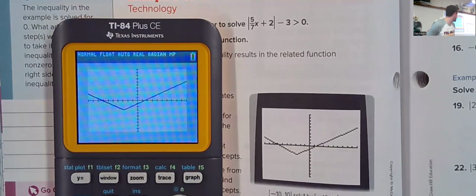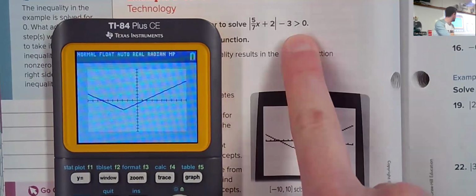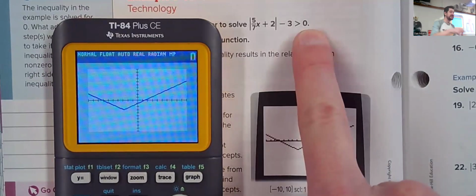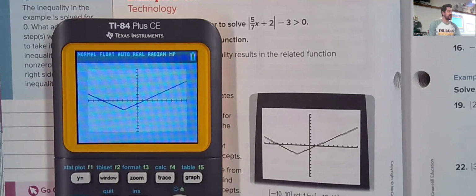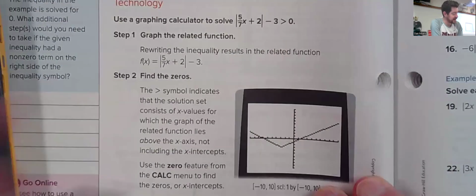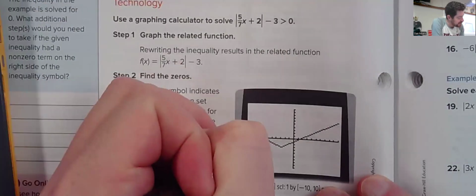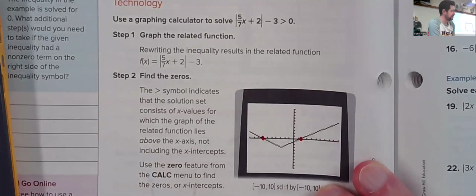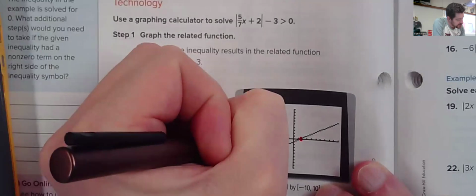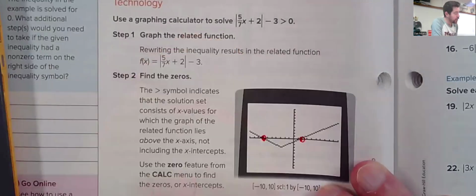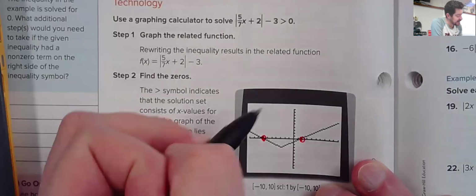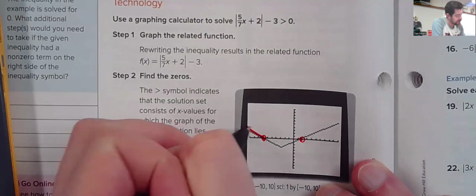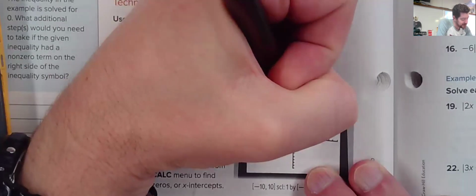All right, what we're looking for here is every place on this graph where the y values are greater than 0. So this time we're looking above the x-axis. In terms of the visuals here, we're looking at there, and there, and I guess I shouldn't have filled those in. So open circles, because we're strictly greater than this time. Then we're looking above the x-axis, so that's going to go this way, and over here, that's going to go that way.